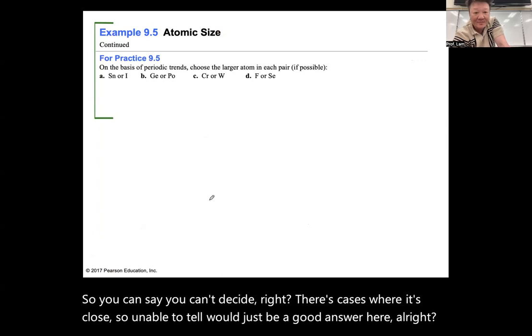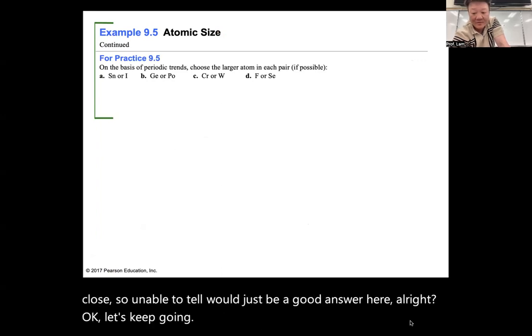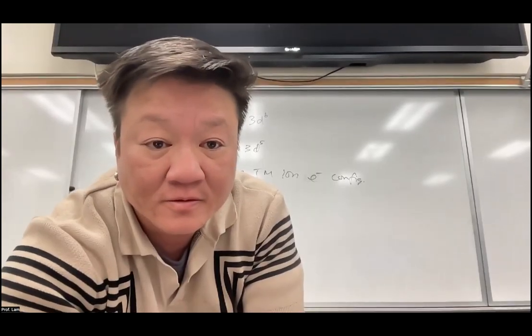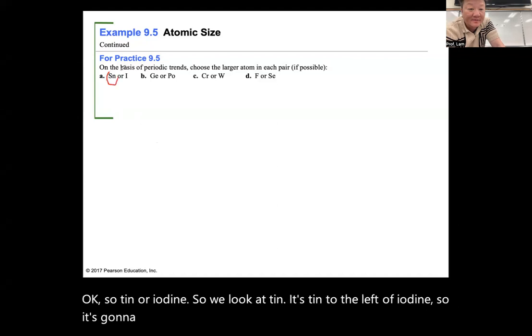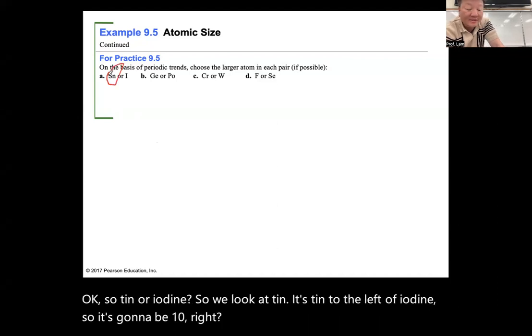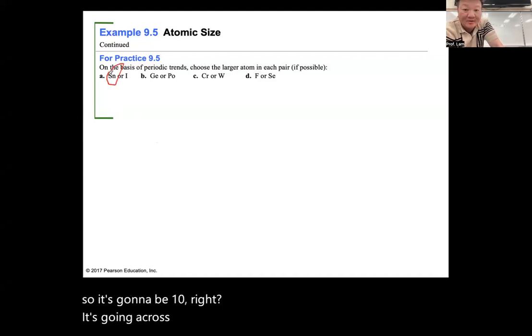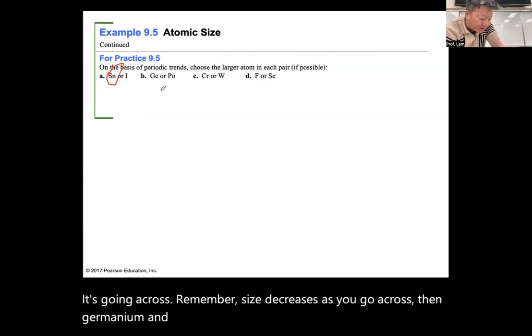Okay, let's keep going. Okay, so tin or iodine. So we look at tin. Tin is to the left of iodine, so it's going to be tin, right? It's going across. Remember, size decreases as you go across. Then germanium and polonium.